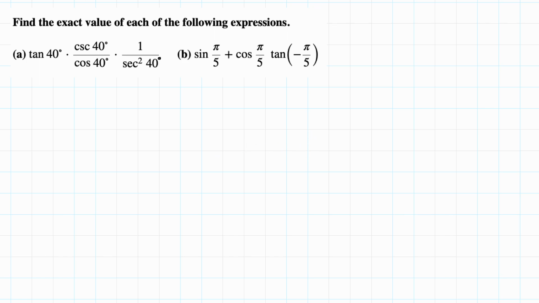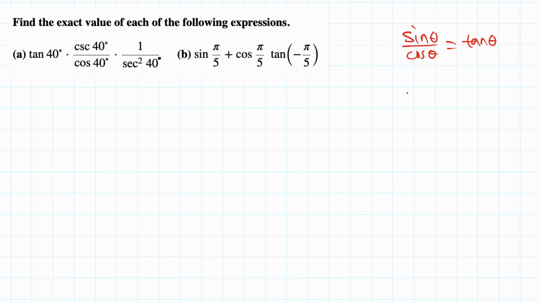First, let me write down some identities. There is a quotient identity, the quotient of sine and cosine. We have to have the same angle. Sine over cosine is tangent. And if we take the reciprocal, that would be cotangent.